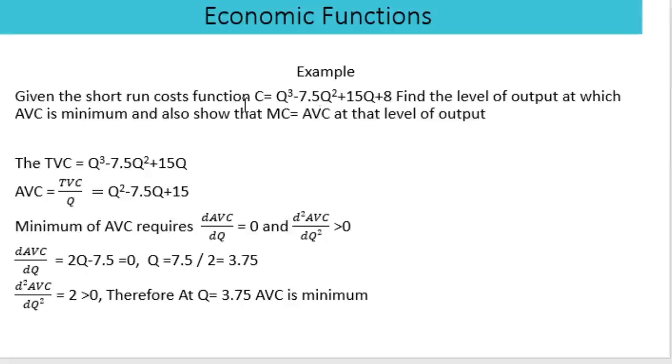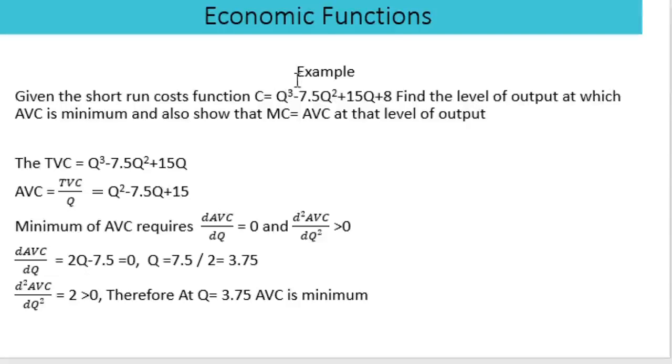Next question is, given the short-run cost function C equal to Q cube minus 7.5 Q square plus 15Q plus 8, find the level of output at which AVC is minimum and also show that MC equal to AVC at that level of output. Here we need to find out the average variable cost and also prove that MC equal to AVC at the minimum of AVC. Here the total cost function is Q cube minus 7.5 Q square plus 15Q plus 8.